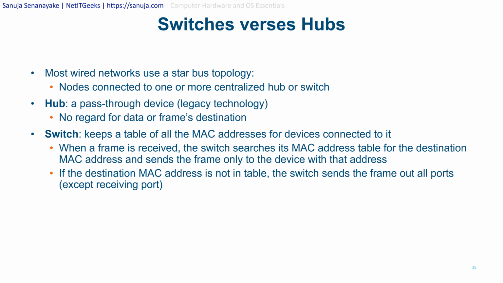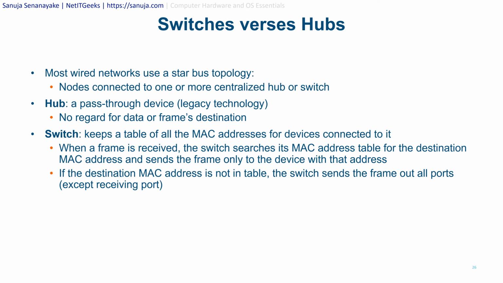If you are building a new local area network, you will not use hubs in 2022 because hubs have basically been phased out of use. Switches are what is now being used as opposed to hubs. So switches replace the functions of hubs nowadays. Switches keep a table of all the MAC addresses for devices connected to it. When a frame is received, the switch searches its MAC address table for the destination MAC address and sends the frame only to the device with that address.